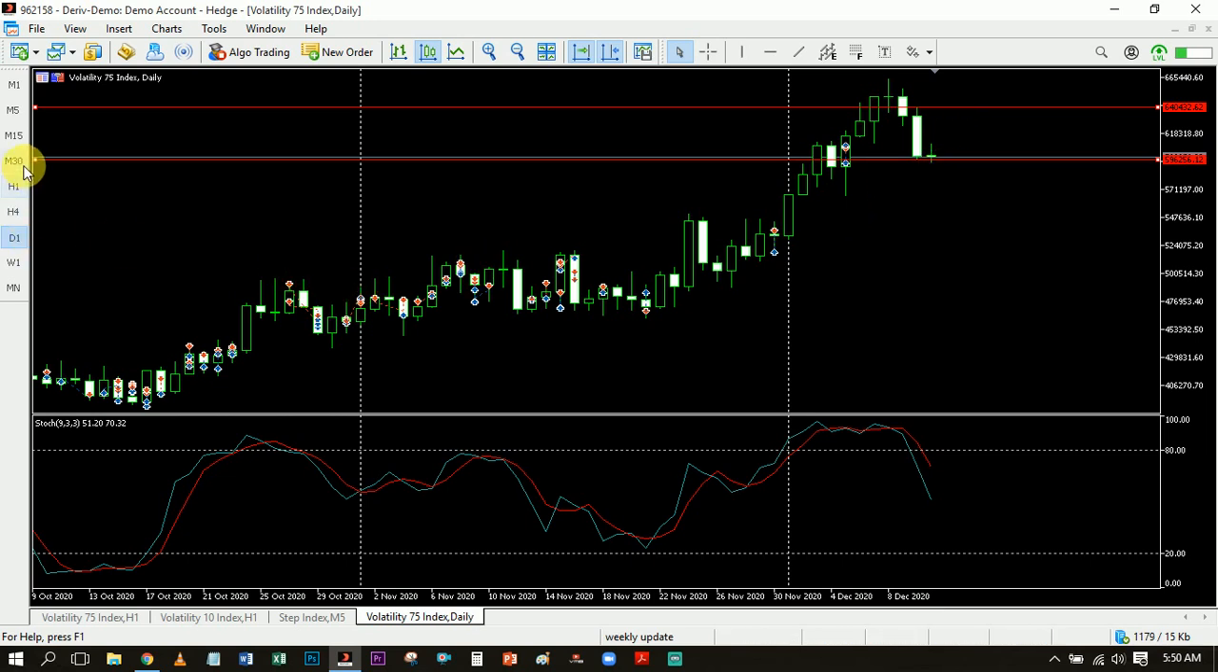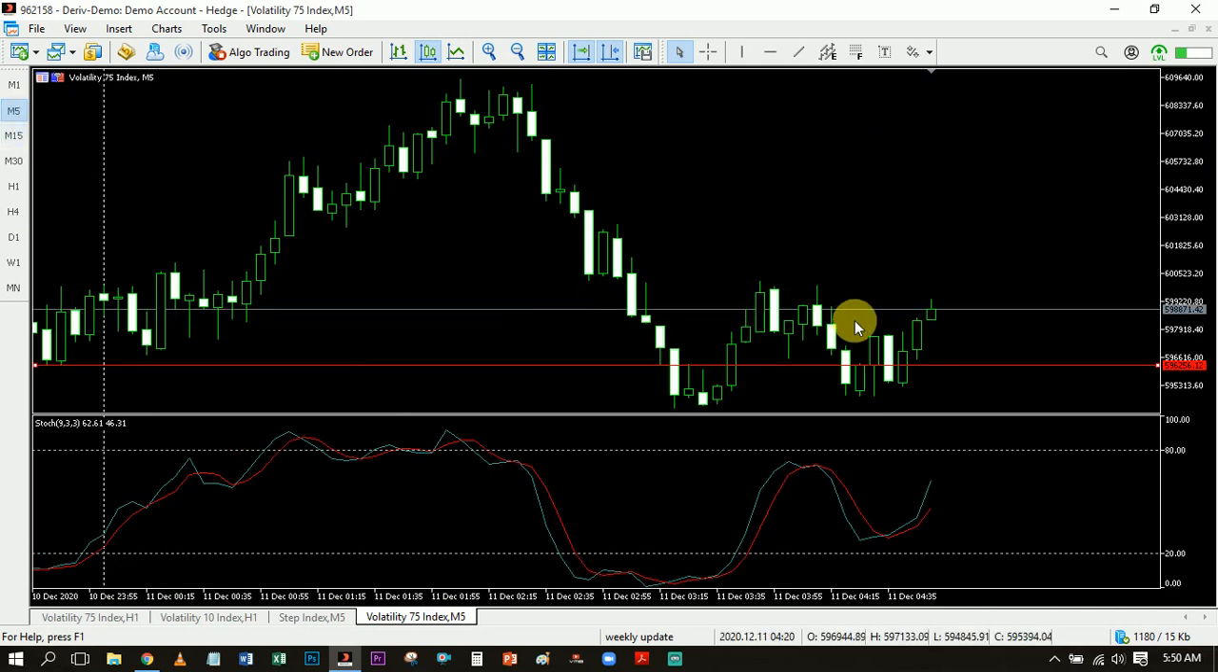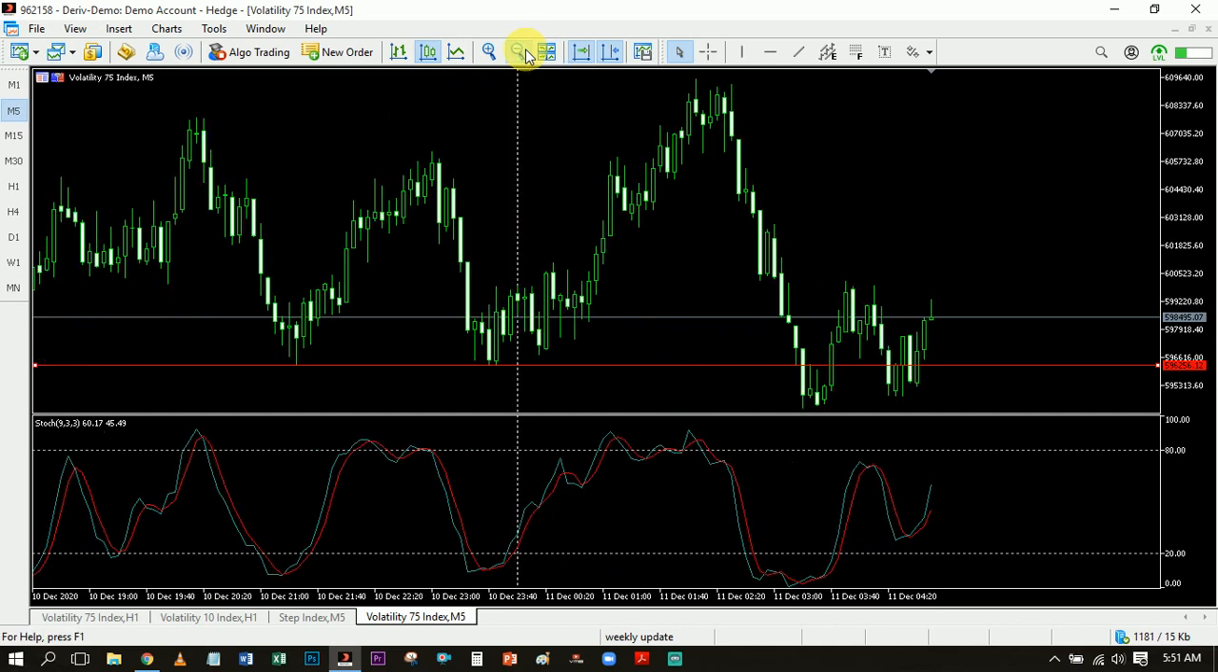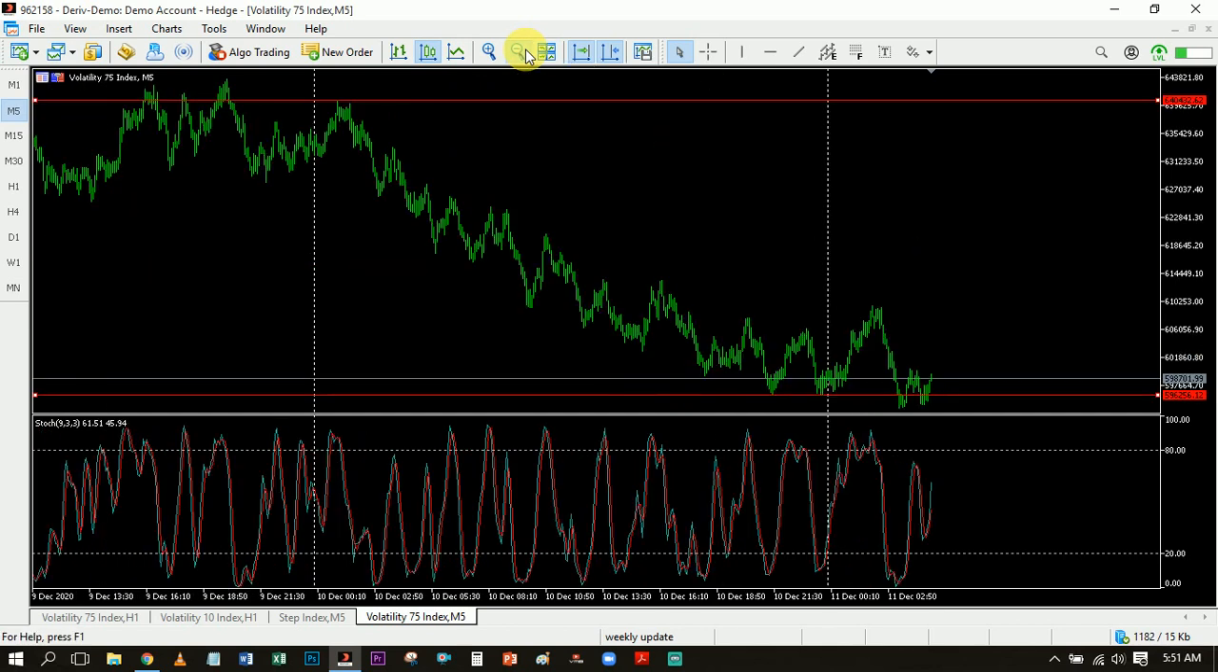So you can see, you just go to your 5 minutes time frame. So now you can actually drop this, so you can see this. Now you can see the reason for my period separator.